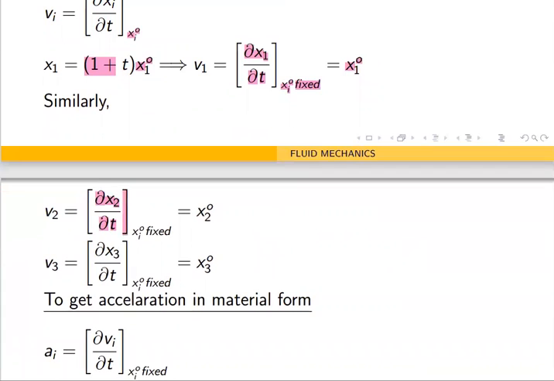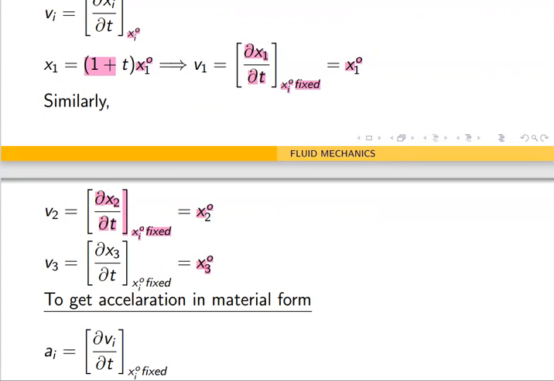Similarly, V2 is dou x2 by dou t, xi naught fixed. So that is nothing but x2 naught. Similarly, V3 is x3 naught. So x1 naught, x2 naught, x3 naught are V1, V2, V3, and they represent the components of velocity in the material form.